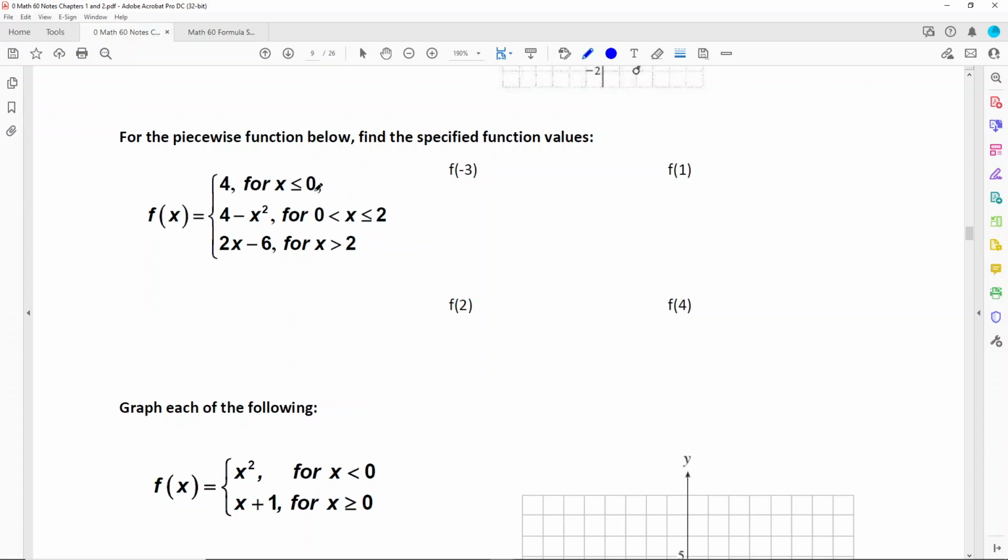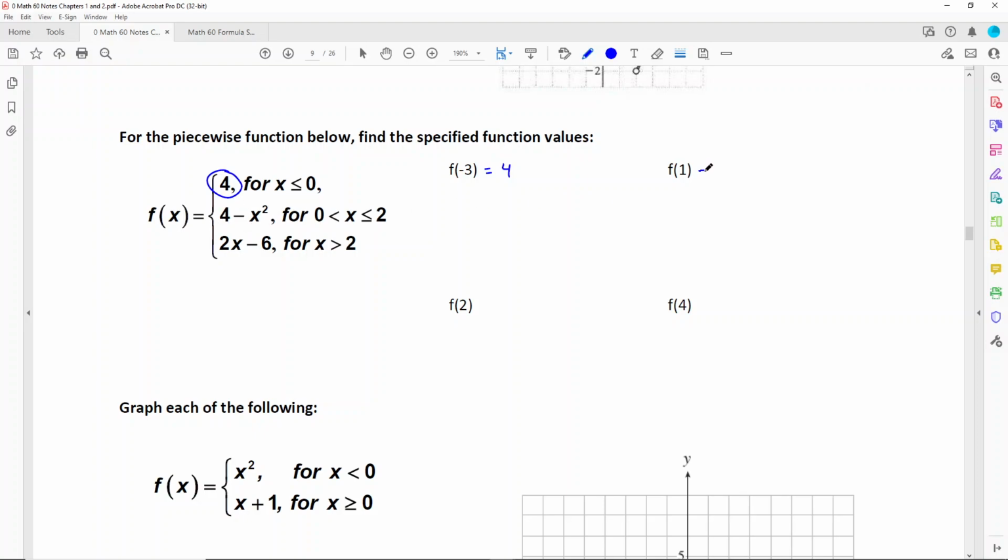Which one? Well, this one's x is less than or equal to 0. Is -3 less than or equal to 0? Yeah. So for an x value of -3, you're going to plug into this expression. So f at -3 is equal to 4, and you're done. What about when x is 1? So when x is 1, which domain does it fit in? Well, 1 is between 0 and 2, so it fits into this one.